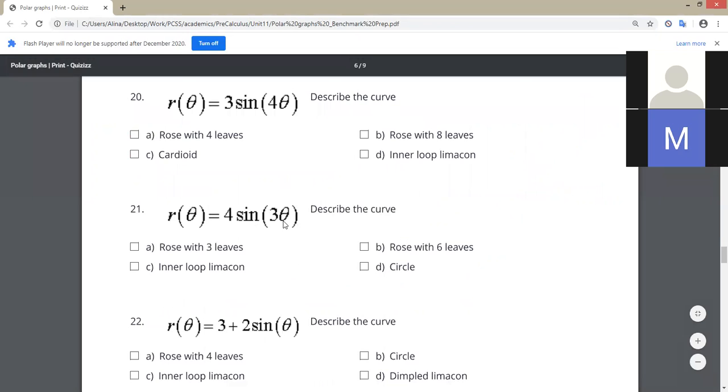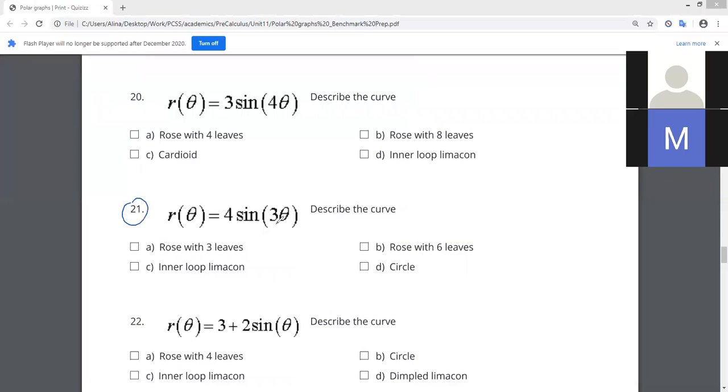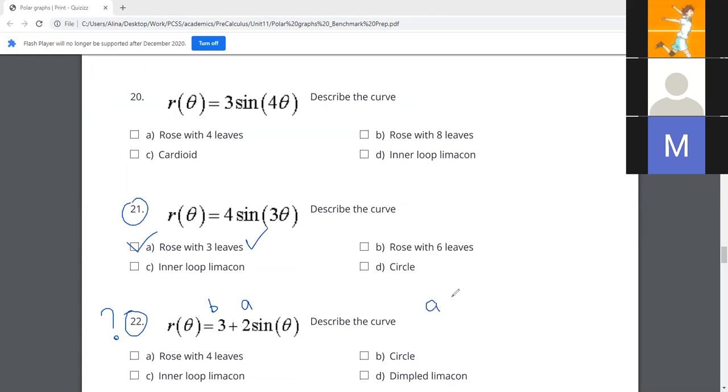Number 21, describe the curve for sine of 3 theta. How about Melissa? What's 21? It'd just be a rose with 3 leaves. That's correct. And 22, let me ask Monica. That's a dimpled limaçon. Correct. Thank you very much.